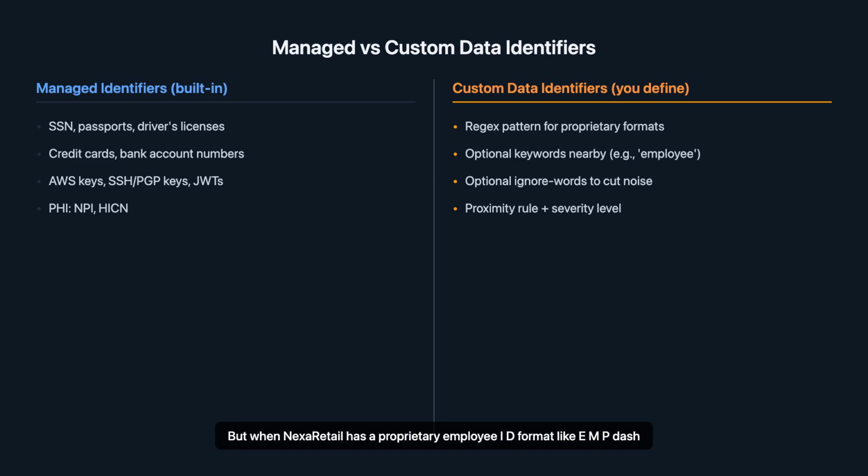But when Nexer Retail has a proprietary employee ID format like EMP-12345, no managed identifier knows about that. That's where custom data identifiers come in. You define a regex pattern, optionally add keywords that must appear nearby like the word employee, optionally add ignore words to cut false positives, and set a proximity rule and severity. Anytime you have a proprietary identifier format that Macie's built-in identifiers don't cover, a custom data identifier with a regex pattern is the right tool.